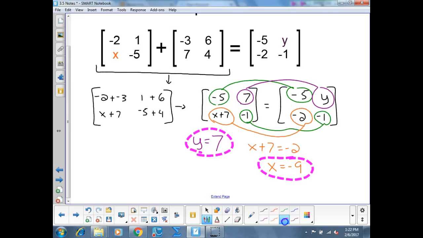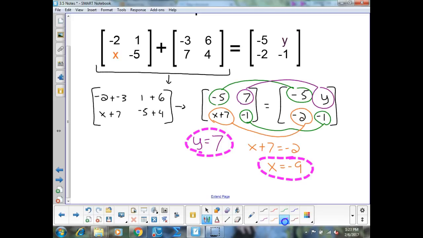A matrix is a rectangular arrangement of numbers in rows and columns. Again, we have to go through this in order to get to where we can use them.